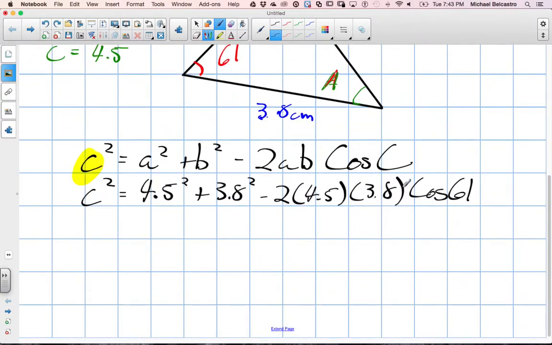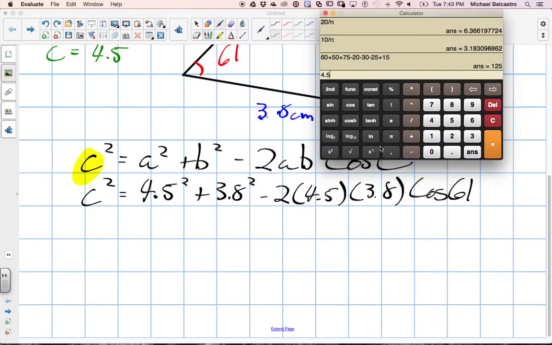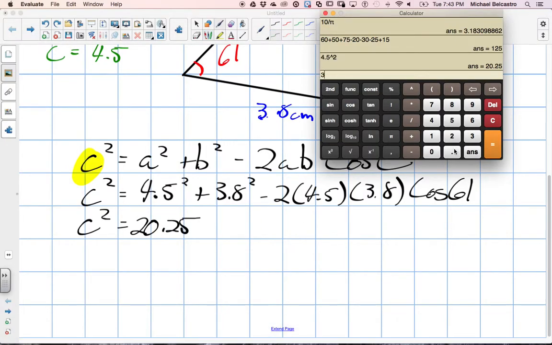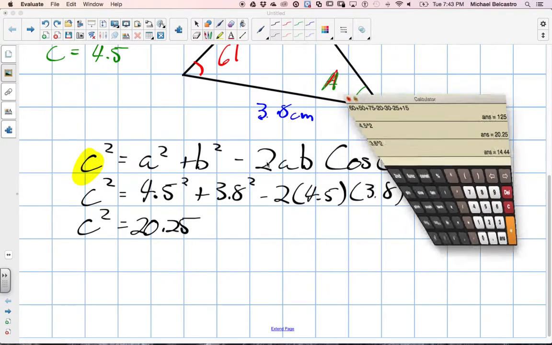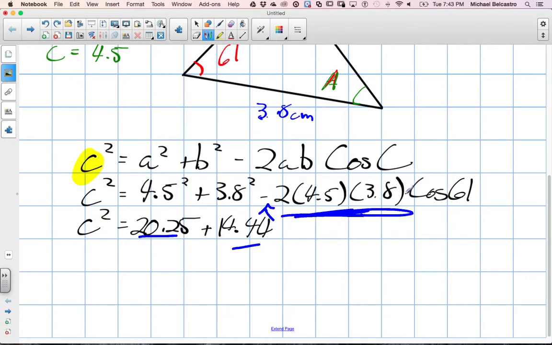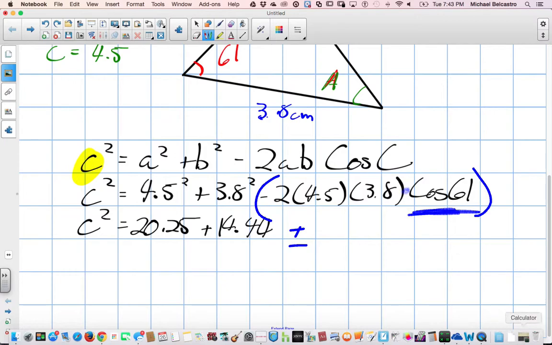From here it's just BEDMAS. We'll go through with our calculator as quickly as we can. 4.5 squared is 20.25, so c squared equals 20.25, plus 3.8 squared, which is 14.44. And this last part we're going to do all together, okay? Think of this when you're multiplying as negative 2. That's sometimes a mistake. A lot of students will get these two values, multiply this part, and then do the subtraction. But actually you need to multiply by this cos 61. In other words, all of this needs to be equated to some either positive or negative value, so we'll do that all in one shot.